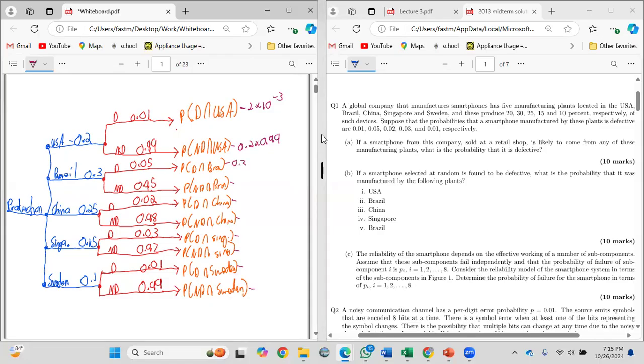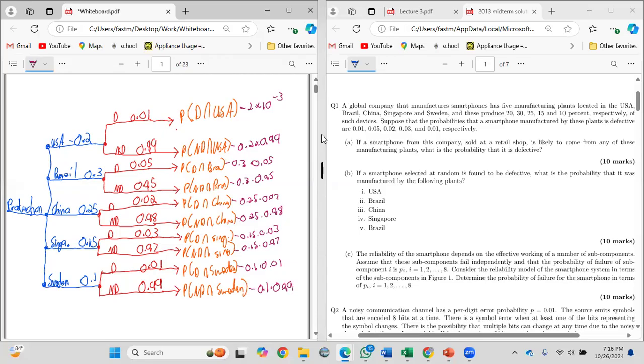This one is 0.3 by 0.05. This one here is 0.3 by 0.95. Here is 0.25 by 0.02. This branch here is 0.25 by 0.98. Here is 0.15 by 0.03. Here is 0.15 by 0.97. Here is 0.1 by 0.01. And the bottom here is 0.1 by 0.99. Alright, so that is your probabilities for all your branches.